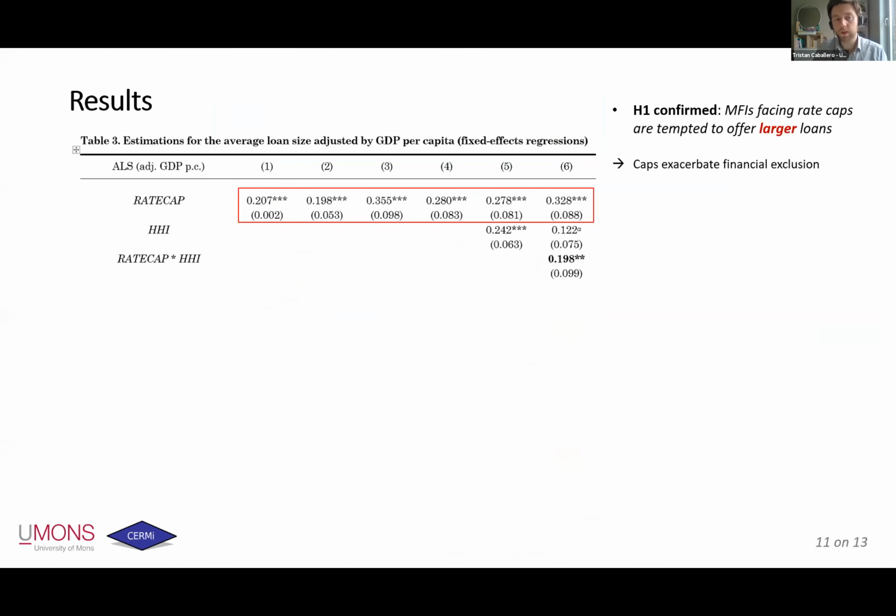In terms of results, the first interesting result that we can highlight is certainly the positive and highly significant coefficient of rate cap. This means that, everything being equal, MFIs which face an interest rate restriction will tend to provide larger loans on average. This confirms in a way what is suggested by the literature, which is that a cap generates an adverse effect of exacerbating the financial exclusion of the poorest, manifested by the provision of larger loans by the operators.